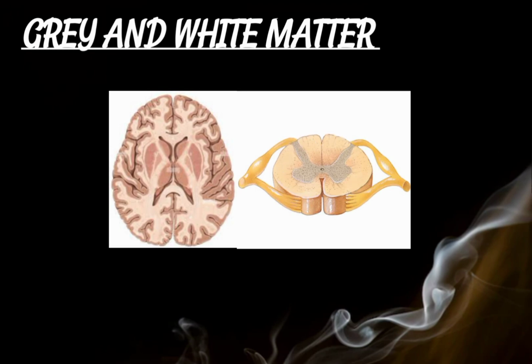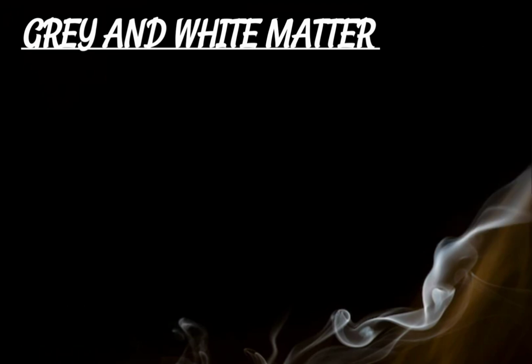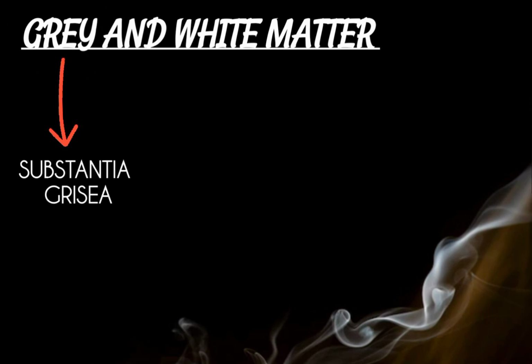While in the brain, the gray matter is present on the outer side, the opposite of the spinal cord. So by remembering the gray butterfly, you will never get confused between what is present inside and what is present outside. Now the last thing that you should remember is that the gray matter is also called the substantia grisea and the white matter is also called the substantia alba.